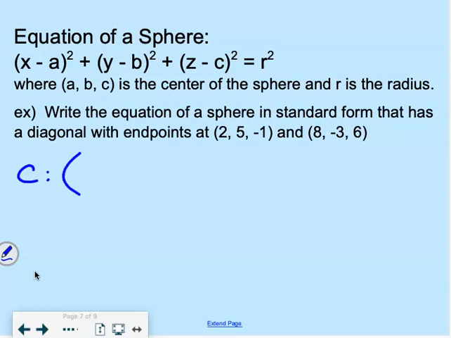So what's the center? Tajesh, what's the center? Center is (5, 1, 5 halves). Did everyone get the same center? Yeah. Okay, how do you find the radius?